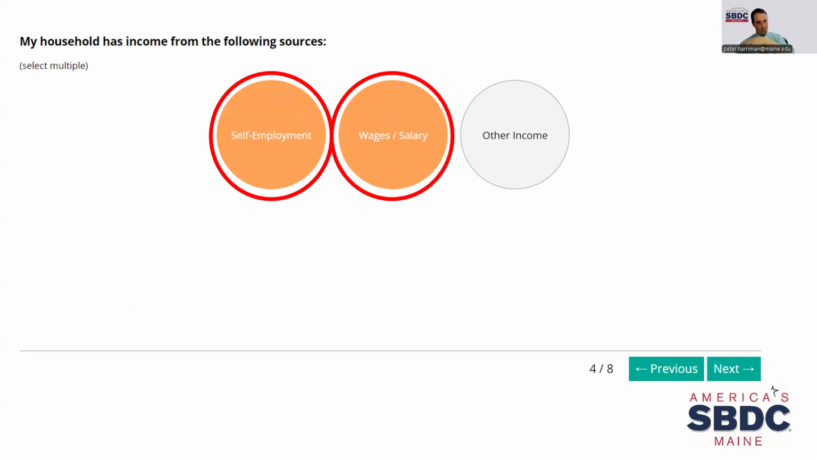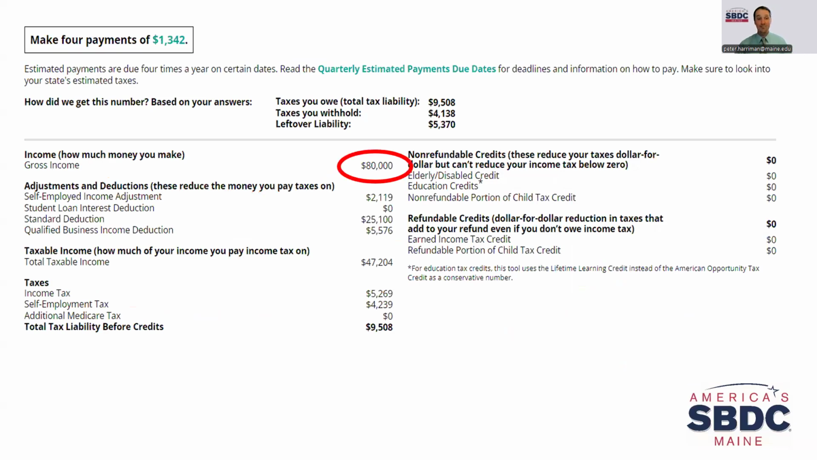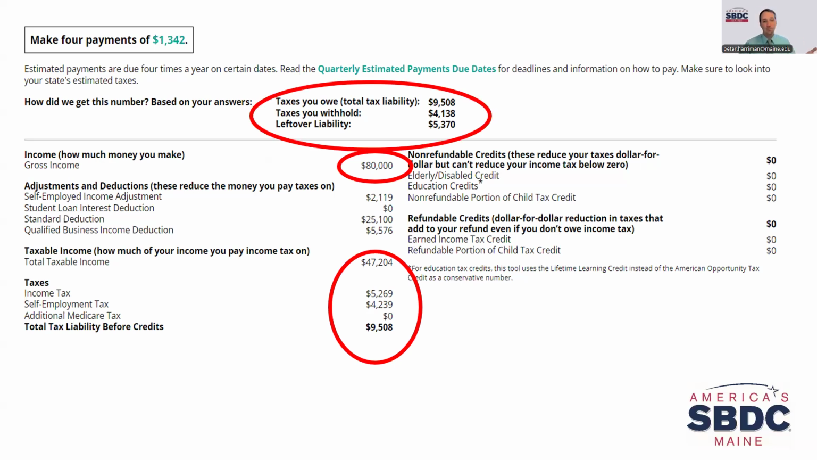Now there's a few other screens, as you can see, 4 out of 8. But when we get to the end screen and we have that $80,000 broken up 50 and 30, it's going to take all of that information that you put into it, and it's going to tell us, what is your taxable income? What's the income tax, self-employment tax, total tax liability, right? It's going to do most of that for you. Now, again, it's only as good as what you enter into it, but it lets us know, hey, your total tax liability is 9,508.